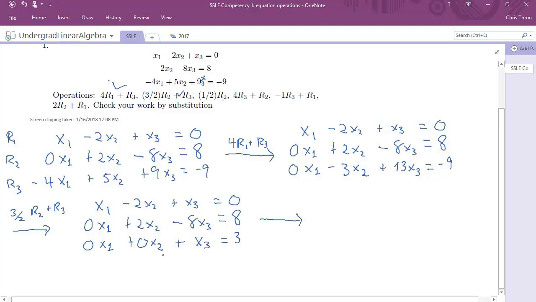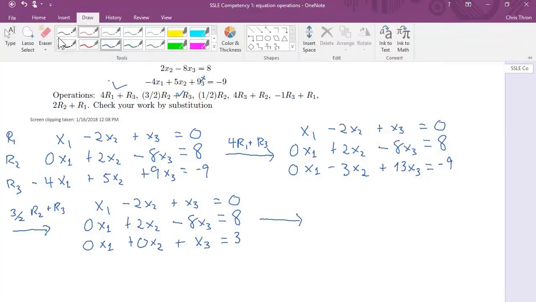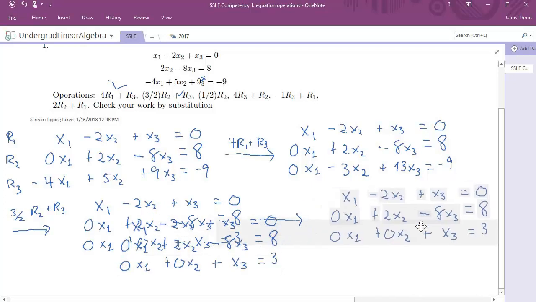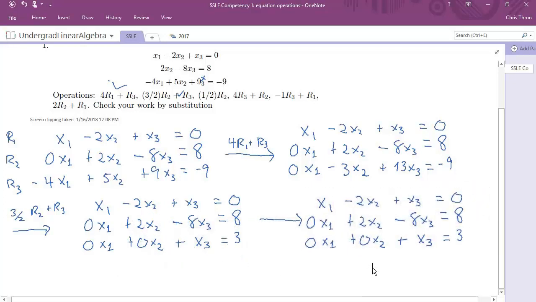1/2 r2. Well, that's an easy fix because we're only changing r2. So I'm going to go ahead and copy all three of these. Move it there. And the only thing that's going to change are the coefficients of r2, which are going to be divided by 2. So this 2 will become a 1, this minus 8 will become a minus 4, and this 8 will become a 4. So I'm going to get 1, minus 4, and 4. And the operation here is r2 divided by 2, 1/2 r2.